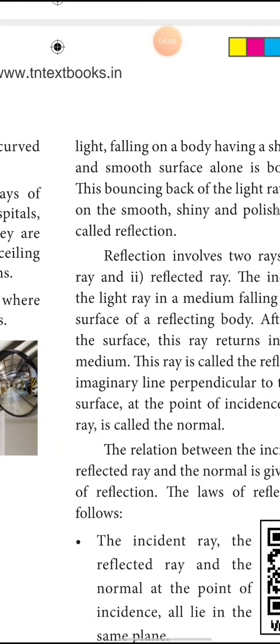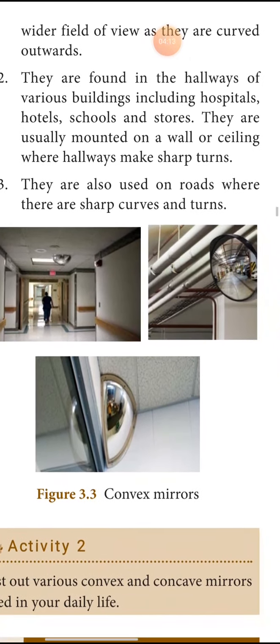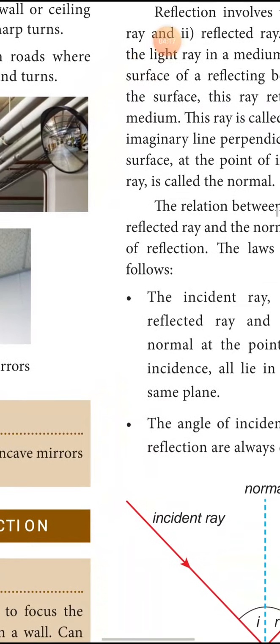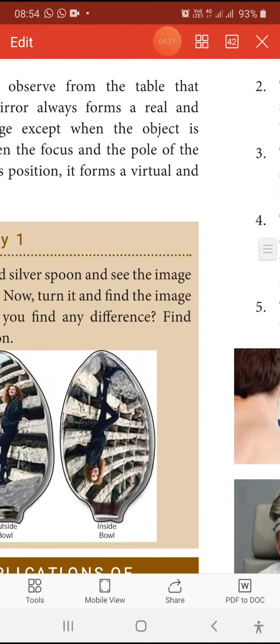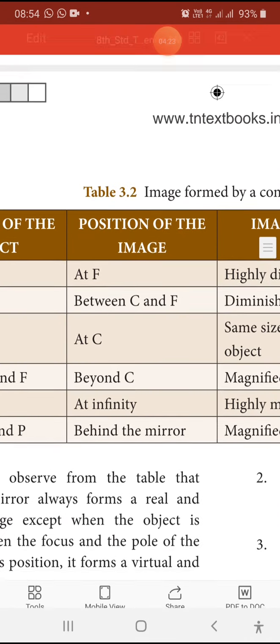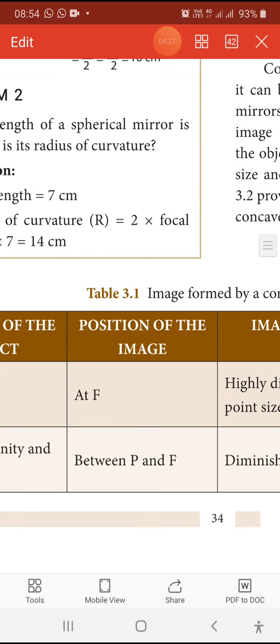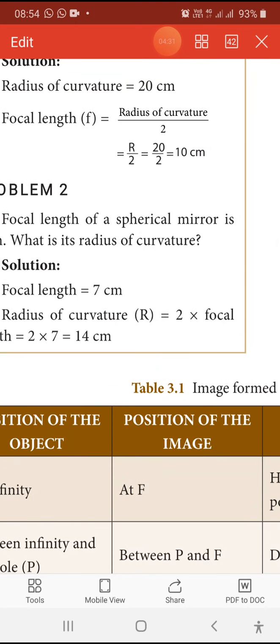Up to this, we have finished today's portion. In the next class, we will see the laws of reflection. Till now we have studied what light is, the types of mirrors, and among the types of mirrors we are studying spherical mirrors. Spherical mirror types are convex and concave mirrors, and we have studied the concave mirror and convex mirror uses. Up to this we have studied.